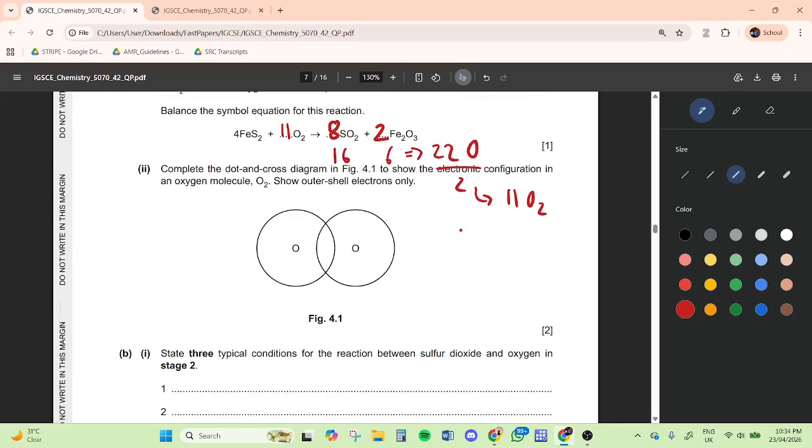Complete the dot and cross diagram in figure 4.1 to show the electronic configuration in an oxygen molecule. Show outer shell electrons only. Nice and simple, keep it easy. Cross here, then 1, 2, 4, then let's say 5, 6. Boom. 1 here, 1 here, 1 here, 1 pair here. And simple as that. Nothing too hard, nothing too complicated.